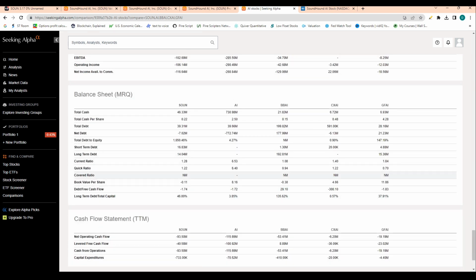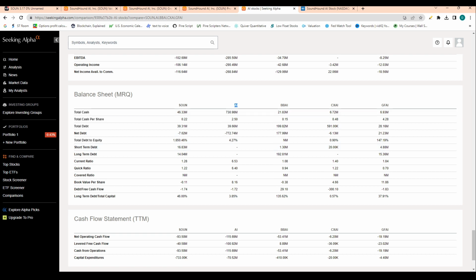So we can see here that the company has $46 million in cash and $39 million in debt, meaning that the company has $7 million more cash than debt, which is awesome. Anytime you have a company that has more cash than debt, you can at least be somewhat confident that it has the money to fund its future operations, which is very important for companies that aren't making money, the companies that are burning cash, right? Which is where SoundHound AI is at currently. So that's great to see.